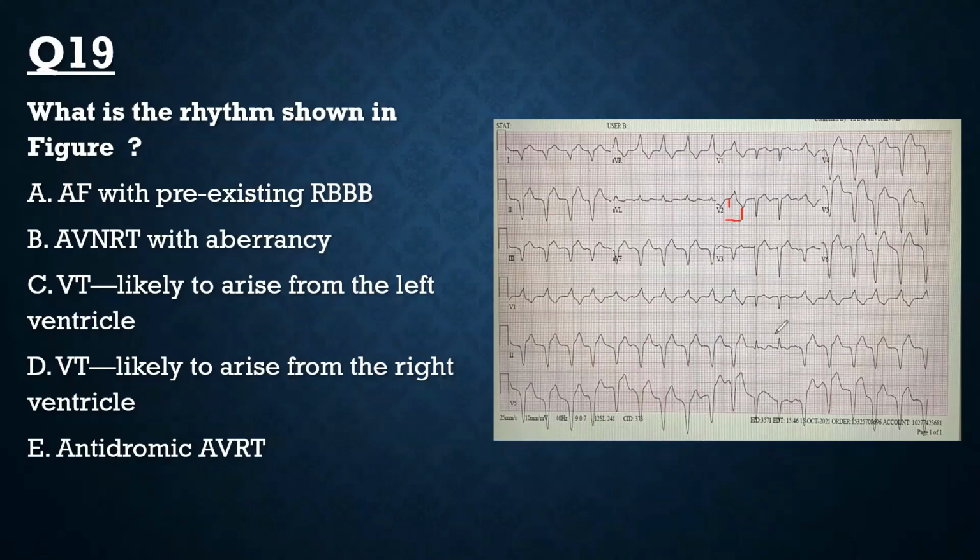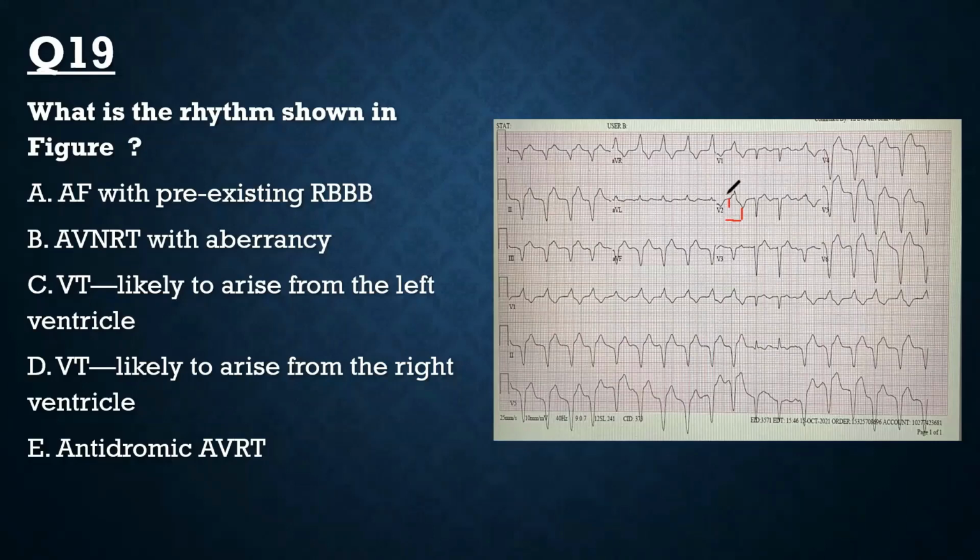So possibly VT, so look for AV dissociation. We find there is AV dissociation. It is clear here. If you look at lead 2 and aVR, there are some discernible P waves, and we can't appreciate the other P waves in the other beats. So this is AV dissociation, which supports the VT.